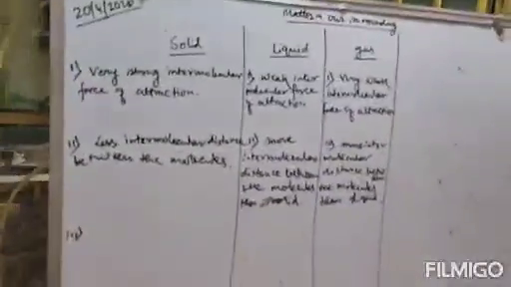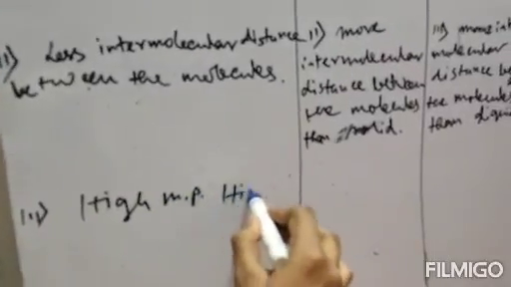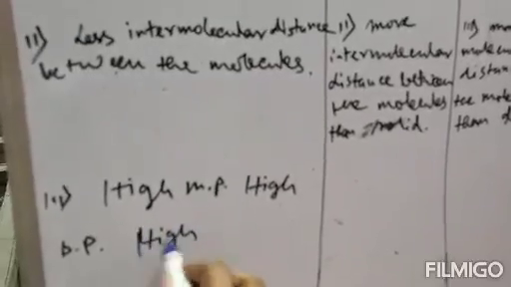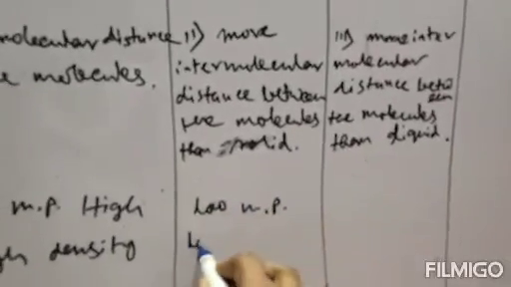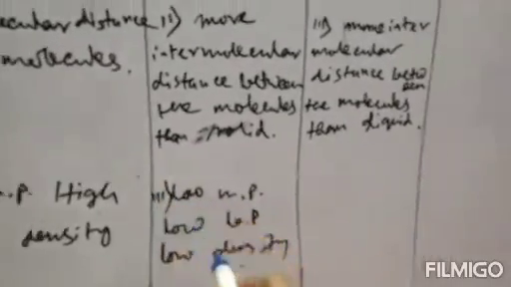Next, property number 3. Solid molecules have high melting point, high boiling point, and high density. Clear? On the other hand, liquid molecules have low melting point, low boiling point, low density. This is property number 3.